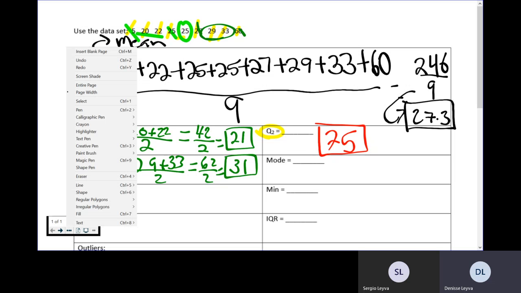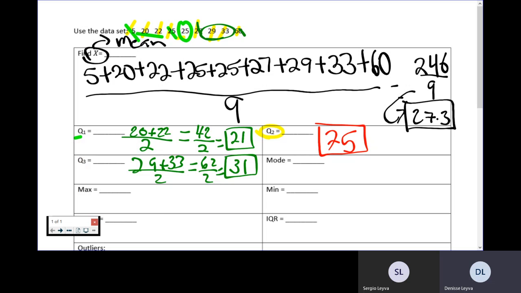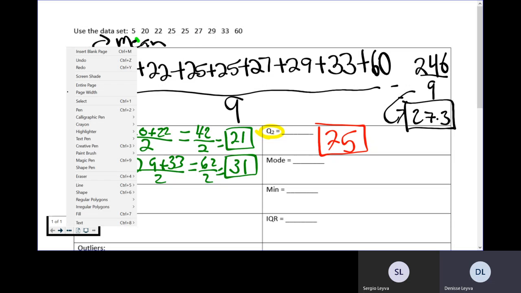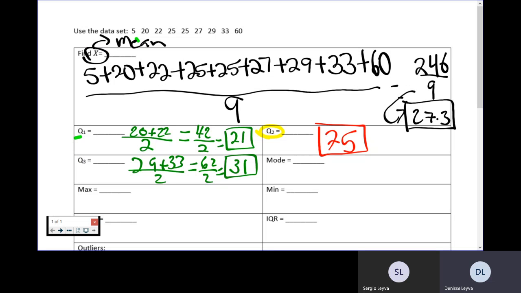Now, the mode is the number that appears the most. If I'm trying to look for my mode, I just look for numbers that repeat. You can have more than one mode. You just have to look and see which one has the highest. If you look here, notice how we have 25 and 25. It repeats twice. That's the only number that repeats twice. There's not any other number that repeats more than once. So my mode in this case would just be 25.